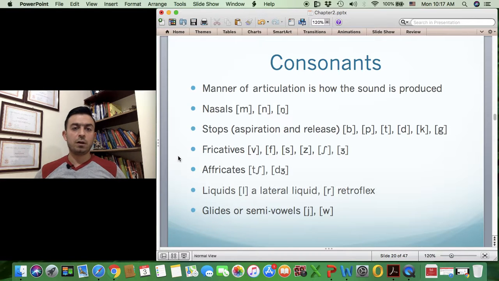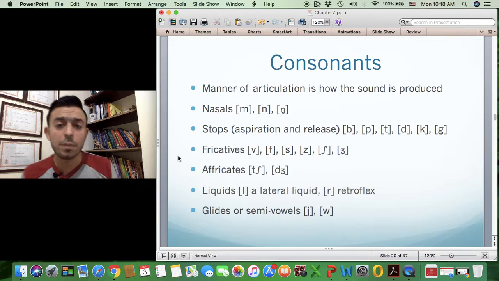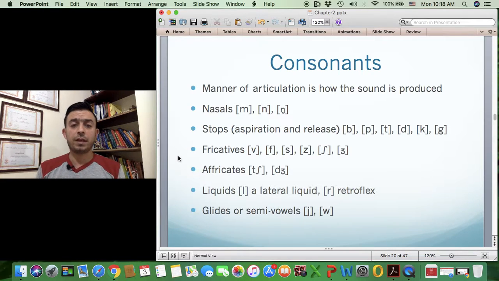So we start the affricate sounds with a stop, and then we finish it with a fricative sound. Liquids are more flexible sounds, like l and the retroflex. And then we have the glides or semi-vowels. We call them semi-vowels because they are very close to vowels. Sometimes you may not even feel any air obstruction or an organ of speech touching any other part in your vocal tract, but they're still consonants, like the y, the w.